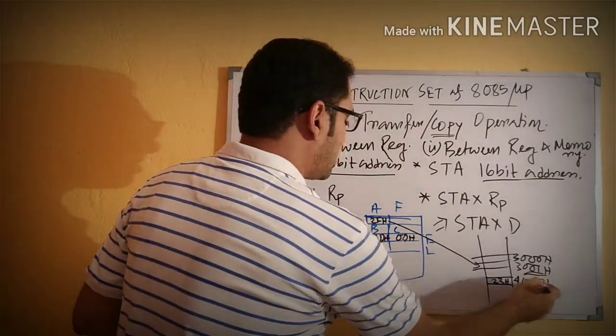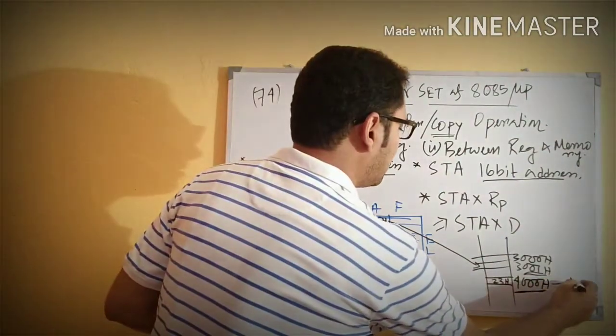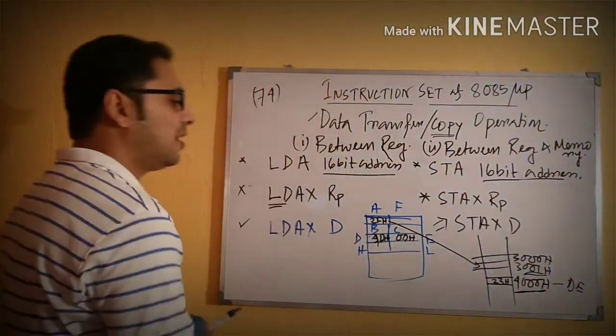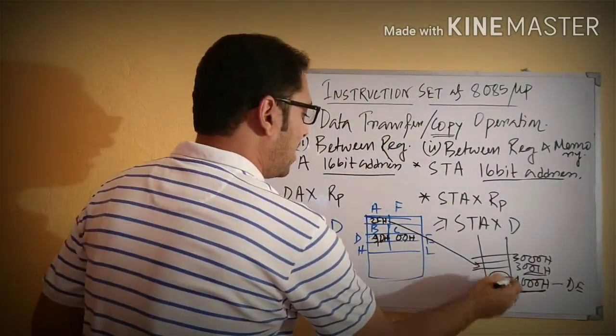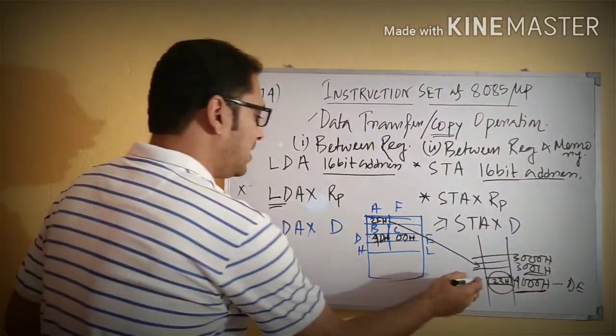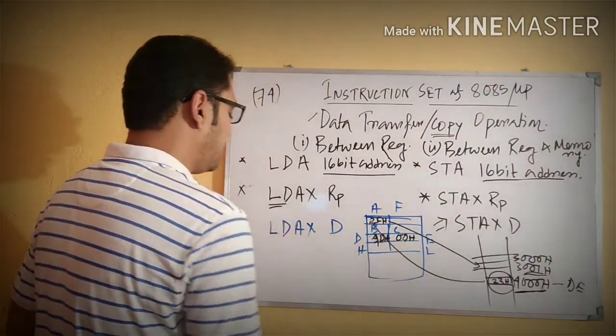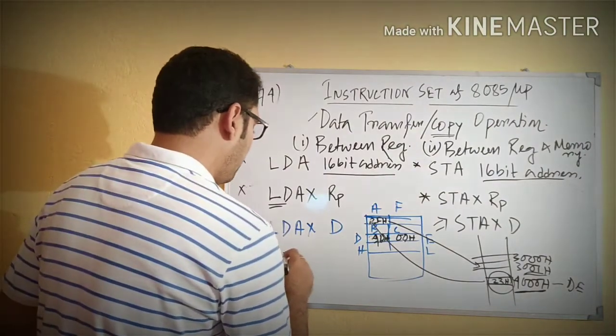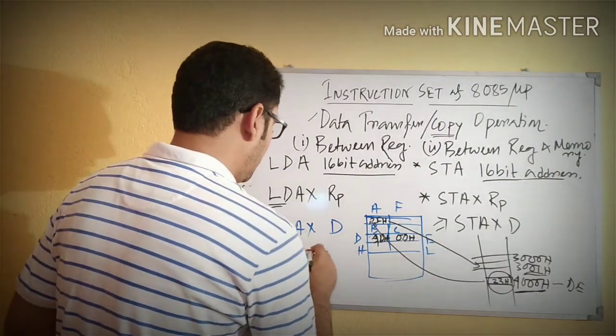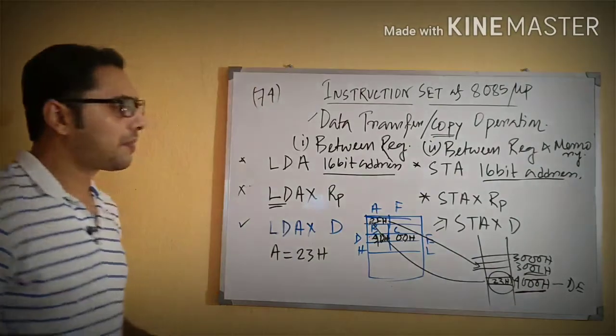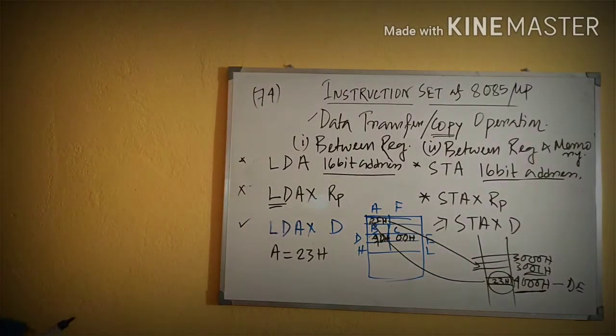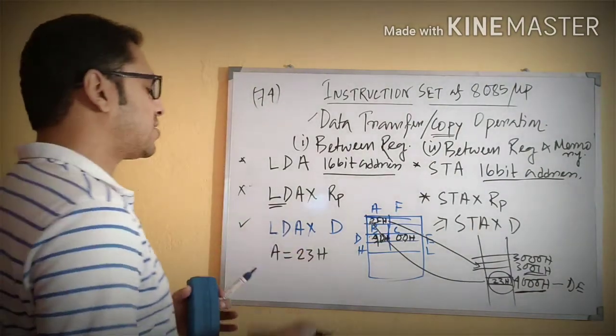4000 hex, that is the location denoted by DE register pair. From this location, the 8-bit value that we are getting will be directly copied into accumulator. That means now accumulator will get this value, that is 23 hex. So that is called indirect method of loading and storing.